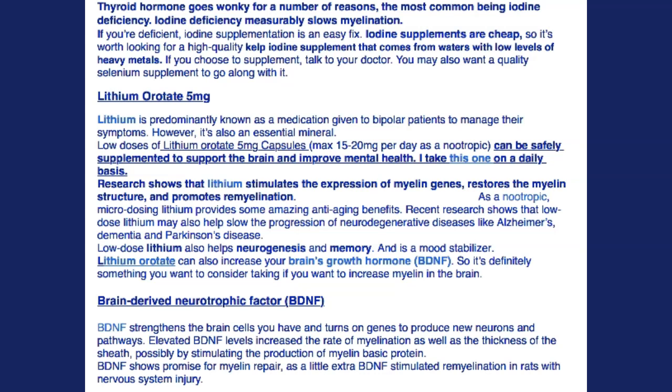Brain-derived neurotrophic factor, BDNF. BDNF strengthens the brain cells you have and turns on genes to produce new neurons and pathways. Elevated BDNF levels increase the rate of myelination as well as the thickness of the sheath, possibly stimulating the production of myelin basic protein. BDNF shows promise for myelin repair, as a little extra BDNF stimulated remyelination in rats with nervous system injury.